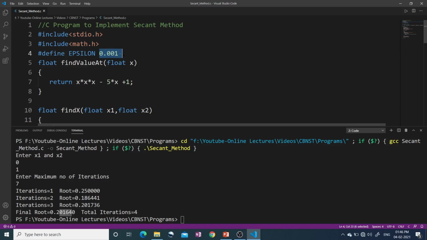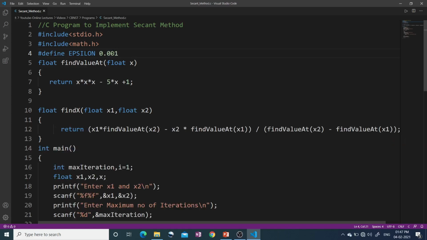Why? Because I am matching for the correct 3 decimal places. You can see here it is 0.001, and you can also see here in the 4th iteration our value is 0.201640, and in the 3rd iteration this is the value. So the 3 digits of both these roots are matching. So that's why I just stopped my process at the 4th iteration only.